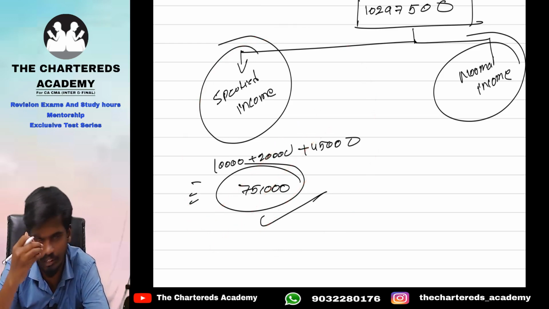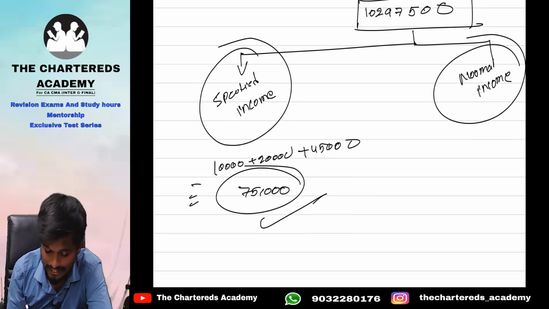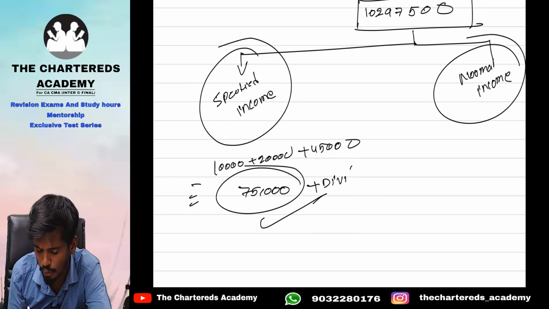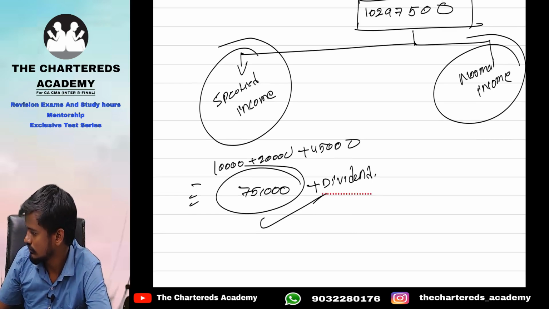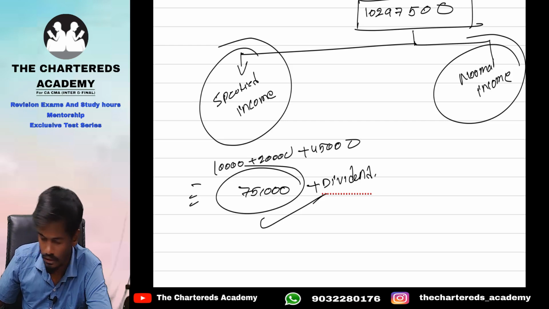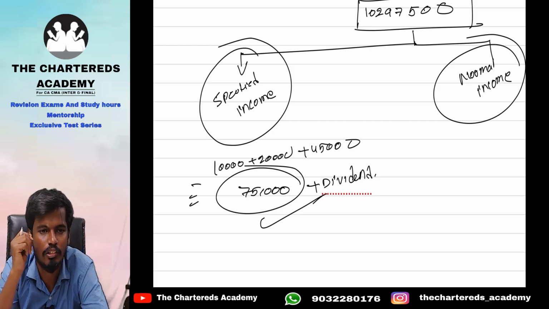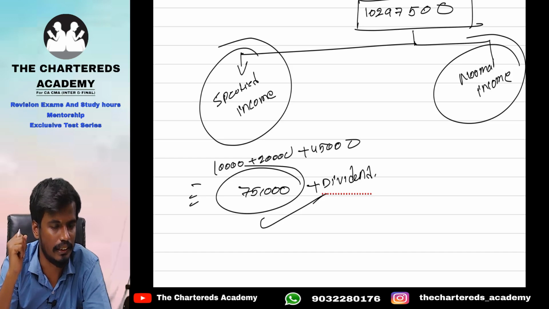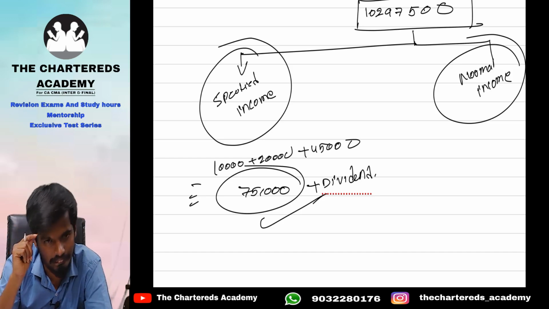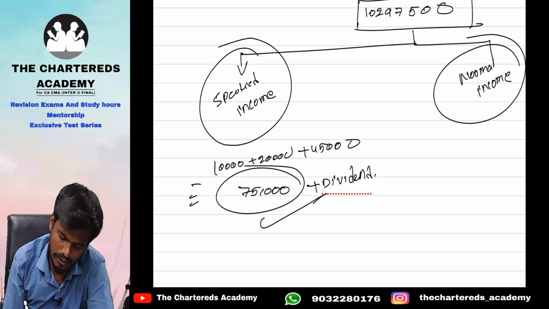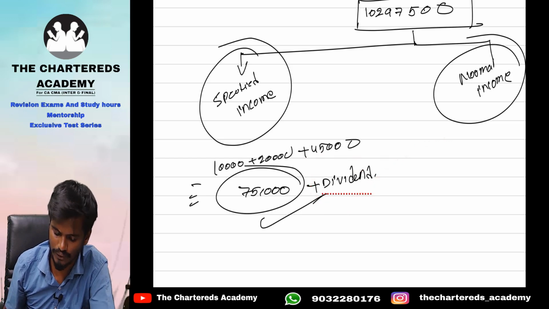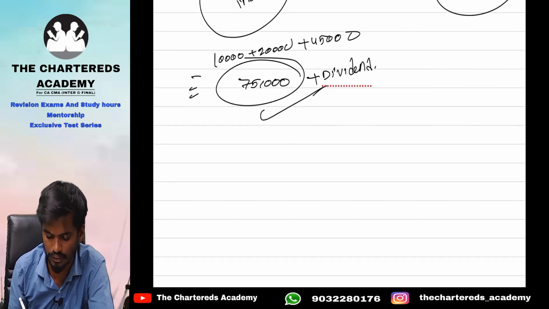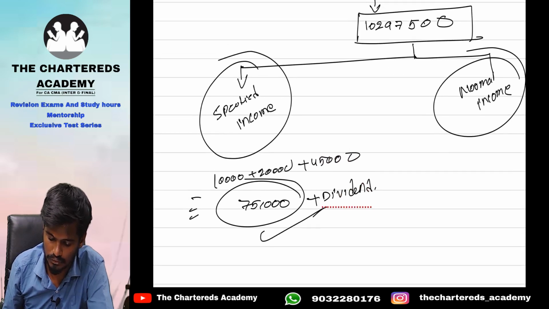75,000, plus some other income is there, sir. Dividend. What is the tax on the dividend? The dividend is also your specified income. What is the tax on your specified income, sir? And we are going to discuss how to compute.